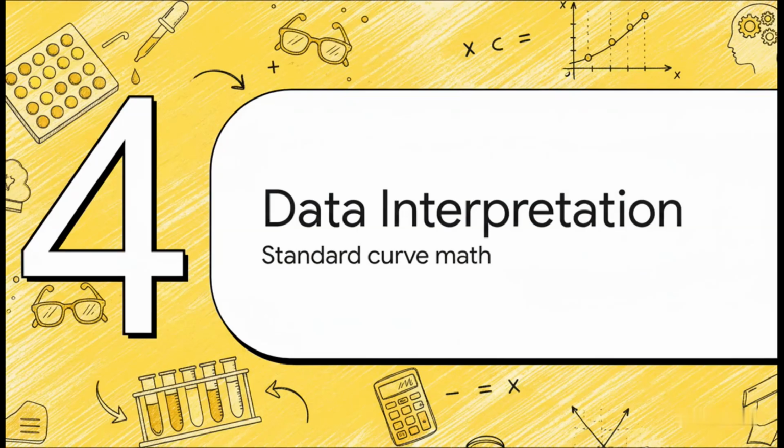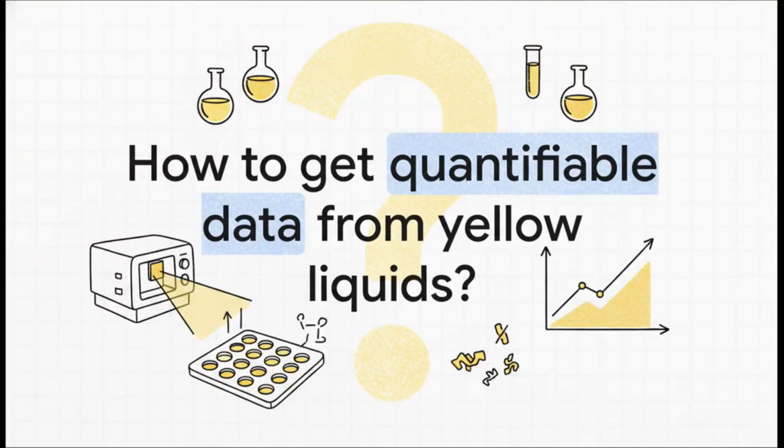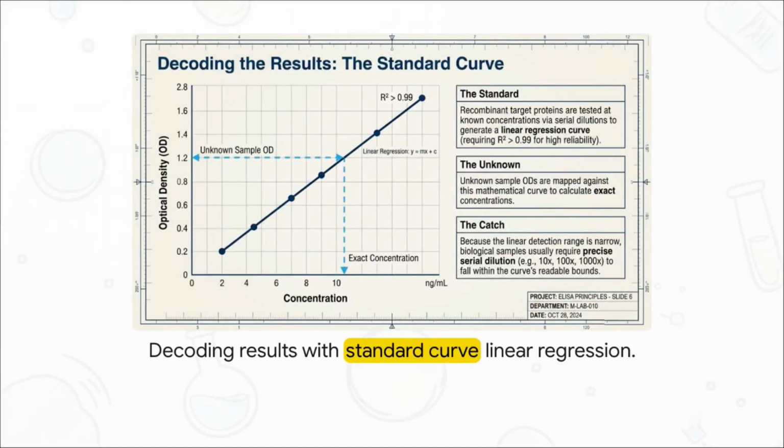Which brings us right to section 4, data interpretation and standard curve. Time for some standard curve math. So here's the big question. It's one thing to say, hey, this well is a darker yellow than that well. But how do scientists actually translate the specific shade of that yellow liquid into an exact, quantifiable concentration of a protein? Well, the crucial point here is the standard curve.